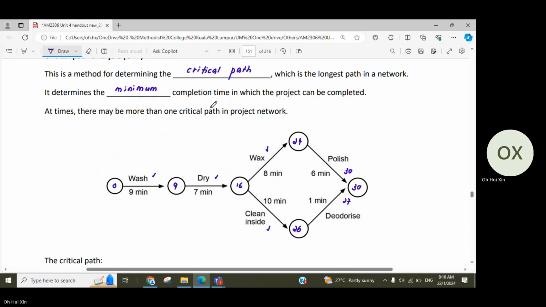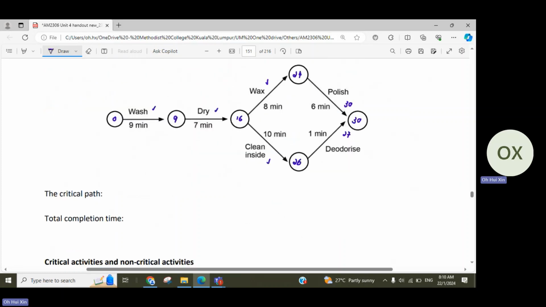So the minimum completion time for this project will be 30 minutes. All right, that's the idea of it. How do we get these 30 minutes? It comes from polishing, so we put a tick there. First thing, what is the total completion time? It is the number that you put in the last vertex. So we have 30 minutes here. The minimum time that we need to complete the entire project will be 30 minutes.